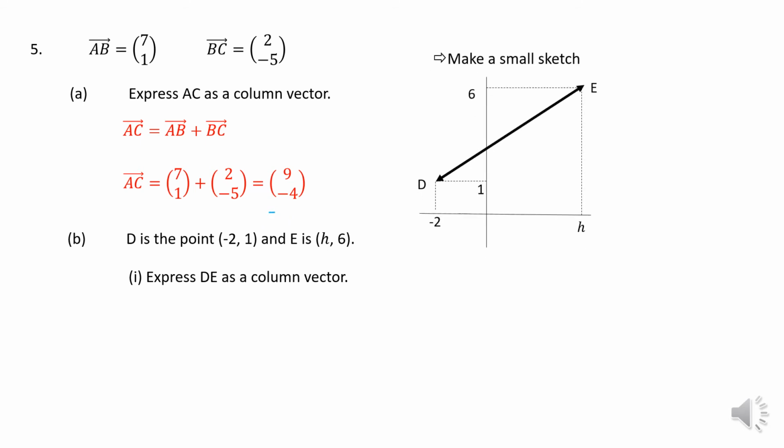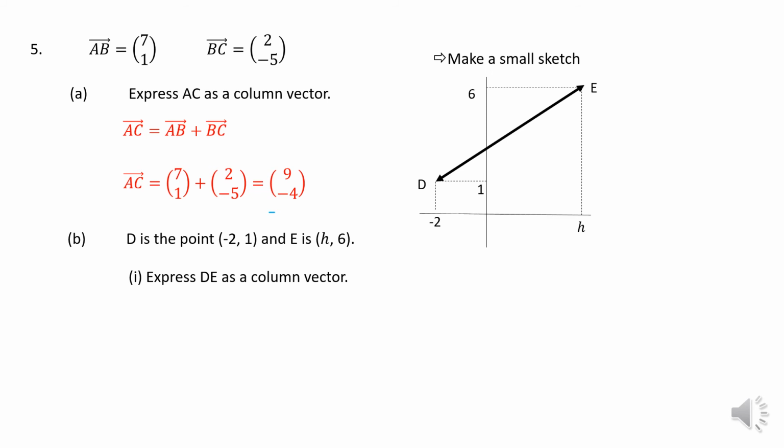So this is what I did here. I did a small sketch now. All right, so I have now more or less, I know where point D is. Point D is (-2, 1), so somewhere here. And point E, well, the h value is positive, so it can be anywhere here, but I know my E is 6. All right, so the idea is for us to find D to E.